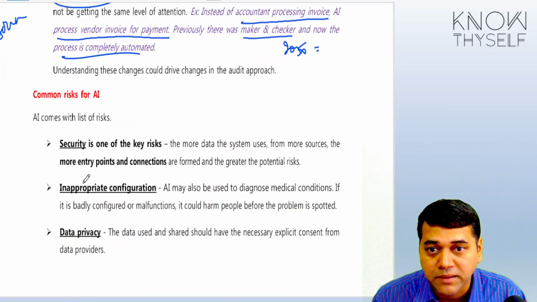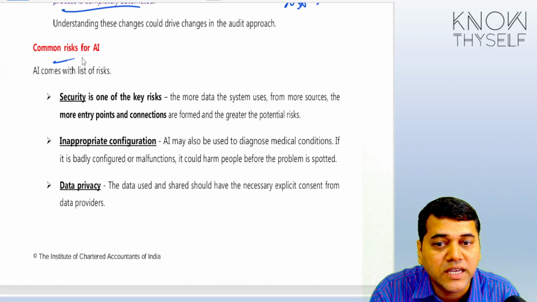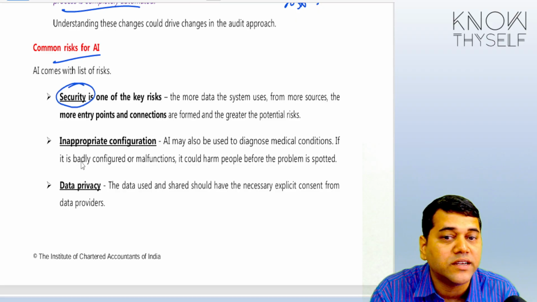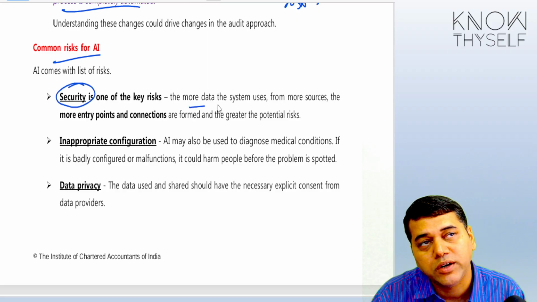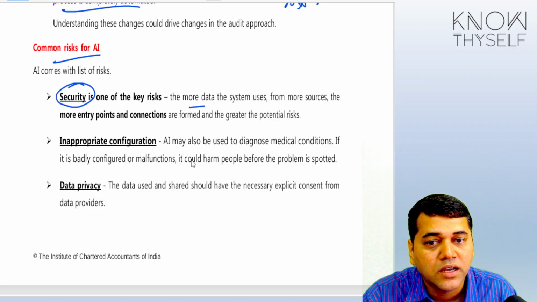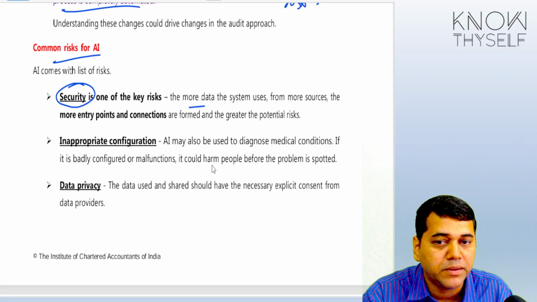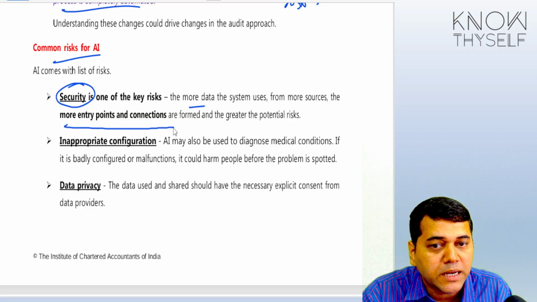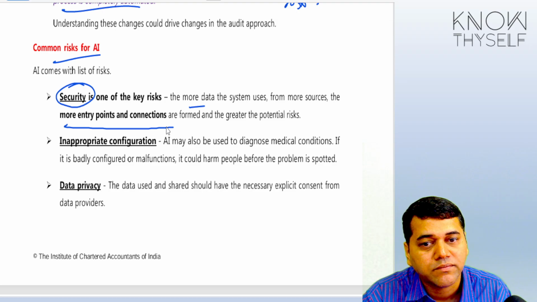They can ask you in the exam: what is the common risk with AI? Security is the key risk, because more data, your data may be in ChatGPT now. ChatGPT may be using your data to train. It can get leaked. Your client data may be there. So there will be more entry points and connections to the systems.